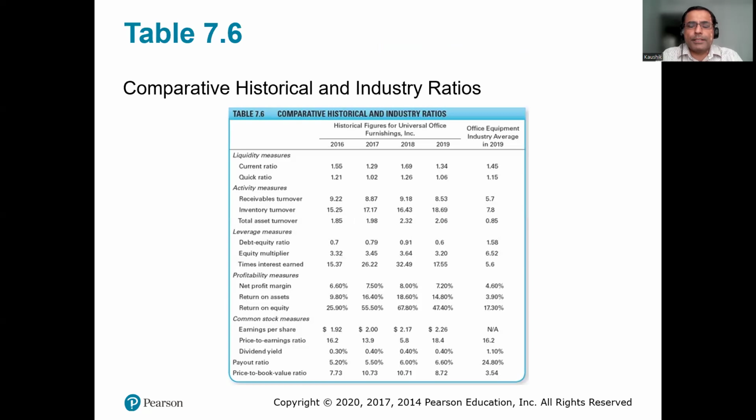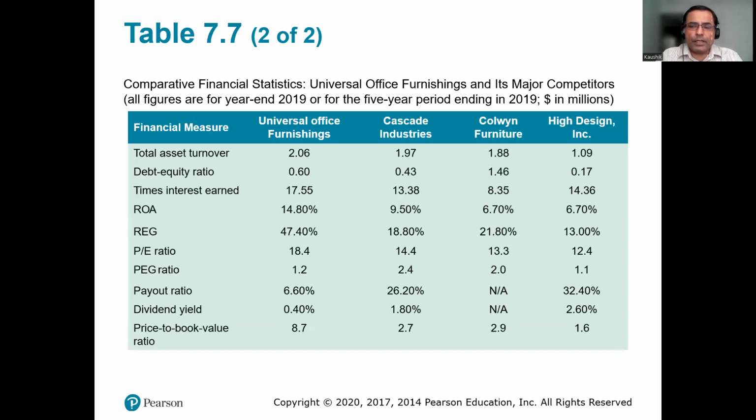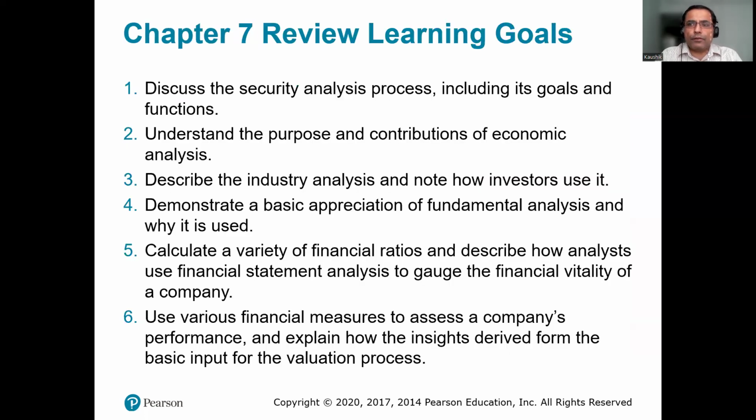This is an example of one company, and we look at its financial ratios across different years. So we are doing a historical comparison. Then we consider multiple companies and we look at their financial information as well as the financial ratios. In this case, we are doing a peer comparison. This kind of analysis helps us to understand the attractiveness of the company's stock. So that's all for chapter 7.